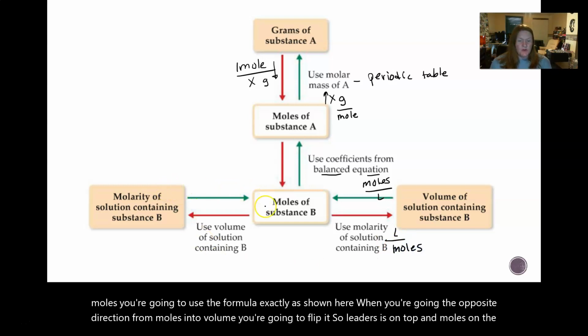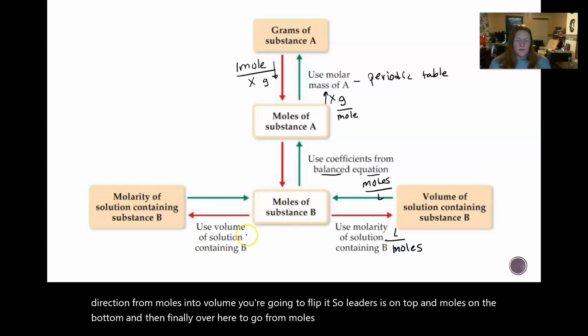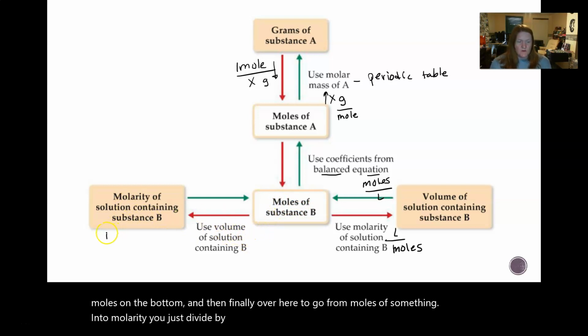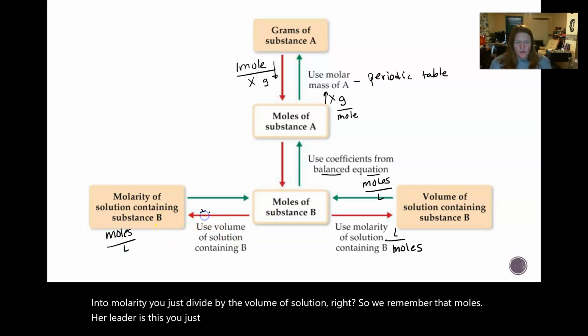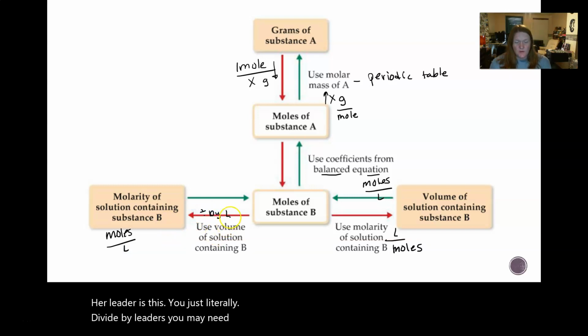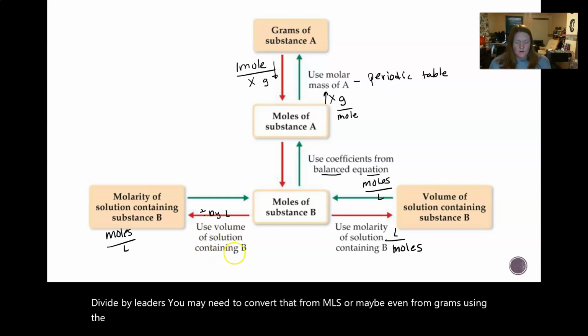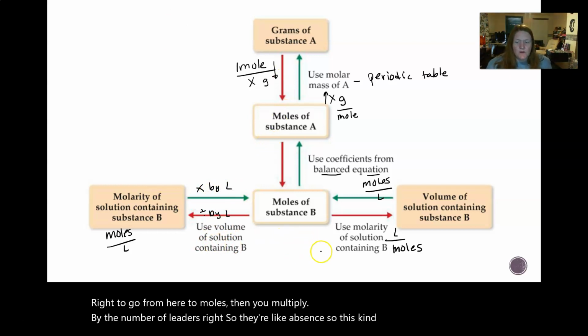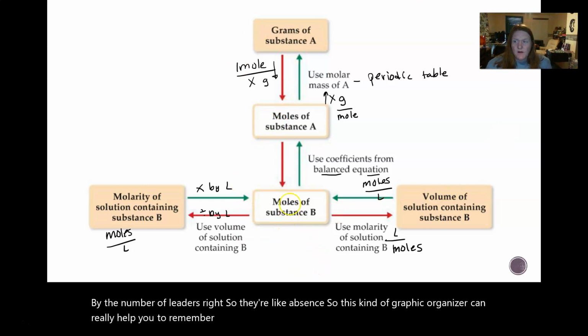And then finally over here, to go from moles of something into molarity, you just divide by the volume of solution, right? So we remember that moles per liter is this. You just literally divide by liters. You may need to convert that from milliliters or maybe even from grams using the density. All right, to go from here to moles, then you multiply by the number of liters, right? So they're like opposites. So this kind of graphic organizer can really help you to remember what you know how to do. It's a handy thing to have with you when you're working on your homework in your labs.